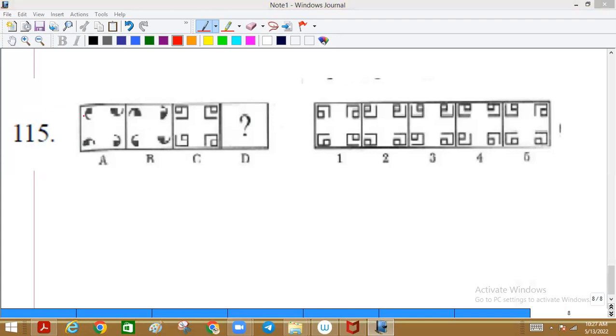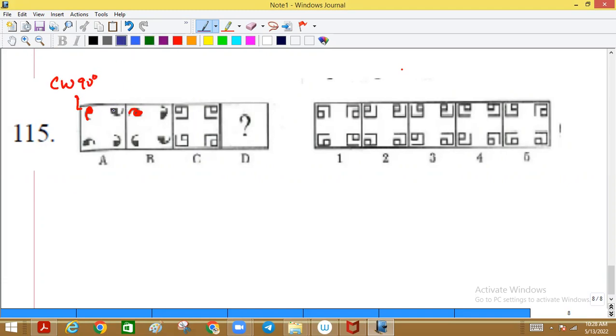We don't know. If this is like this, and in this case the figure is like this, what is the change? Clockwise or anti-clockwise? Clockwise. How many degrees? 90 degrees. So it is rotating clockwise 90 degrees.